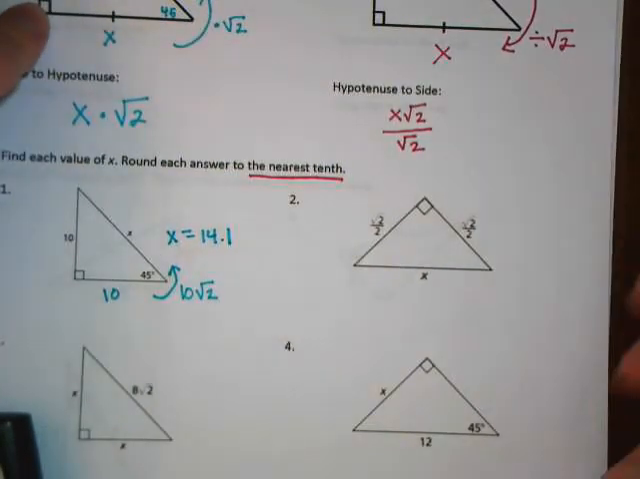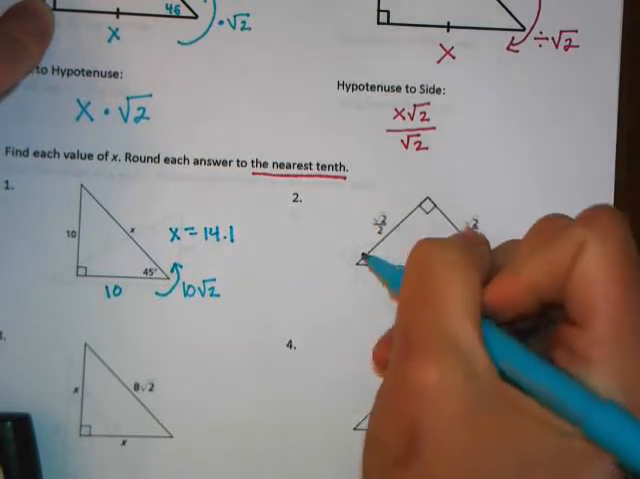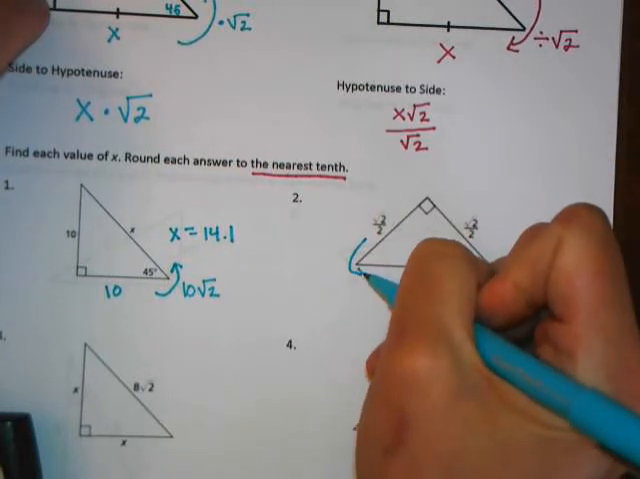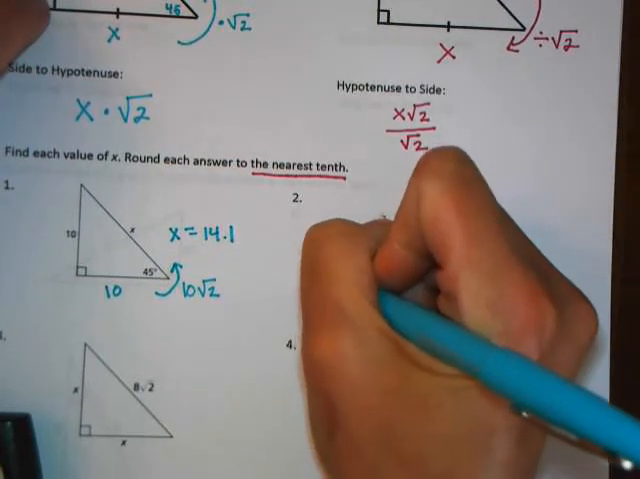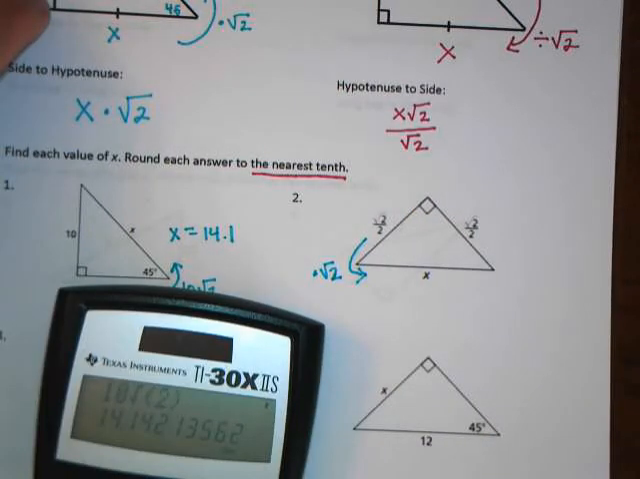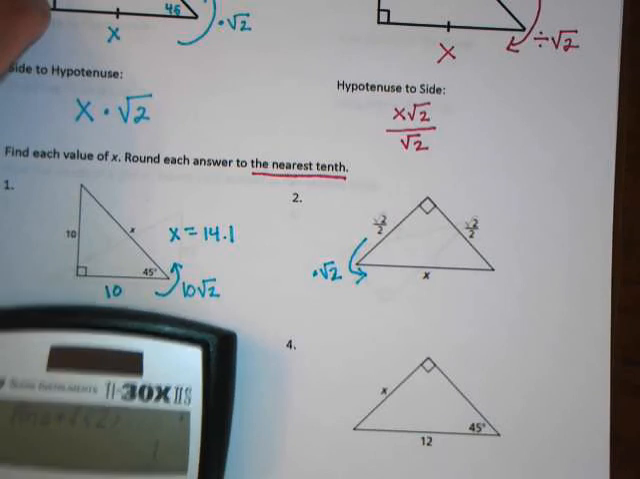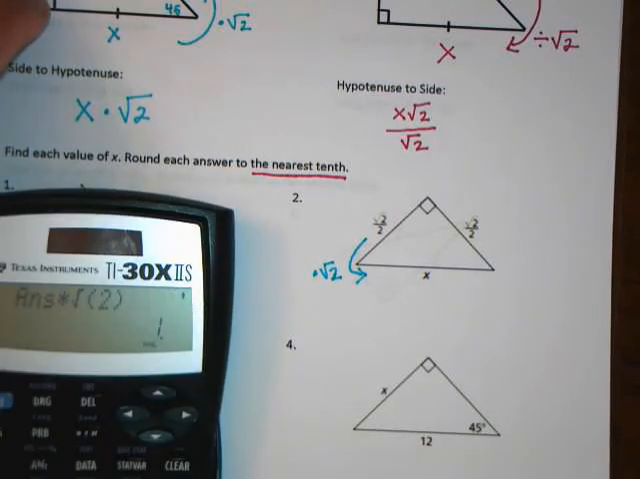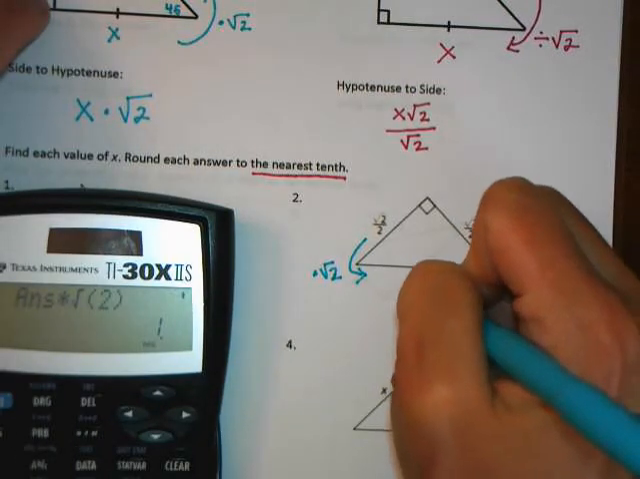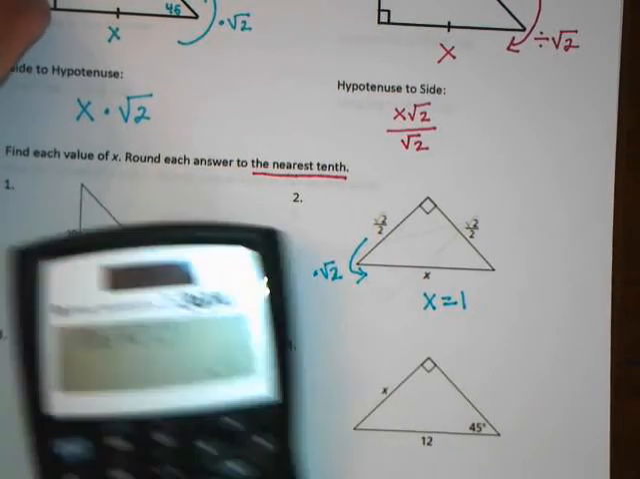All right, number 2, okay? It gives us both of our sides, so we are working from our side to hypotenuse again. So we're going to multiply by the square root of 2, okay? And when we put this into our calculator, your answer is going to be 1.